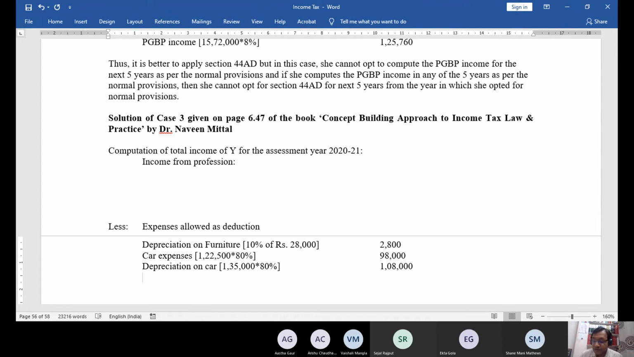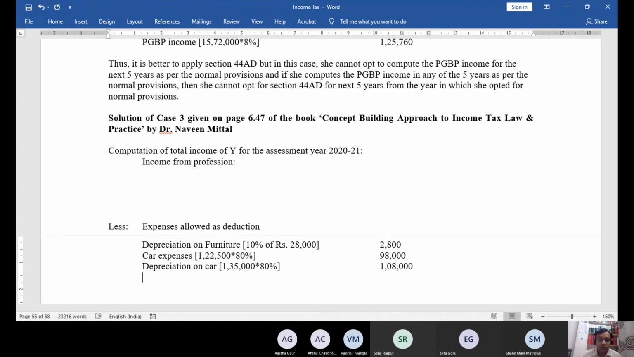Point D. Fees due but outstanding. It is my income, but I will not record it here because I am not preparing the account on accrual basis. I am preparing the account on cash basis. So if it is due but not yet received, then I will not record this as income at all. I would have recorded this as my income had I prepared my account on accrual basis.